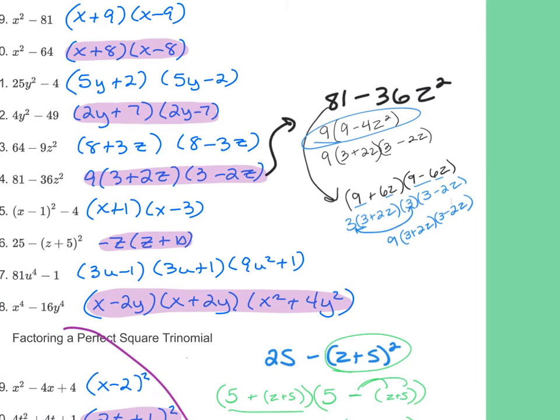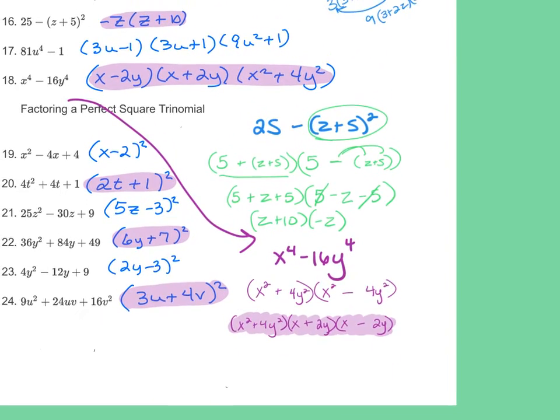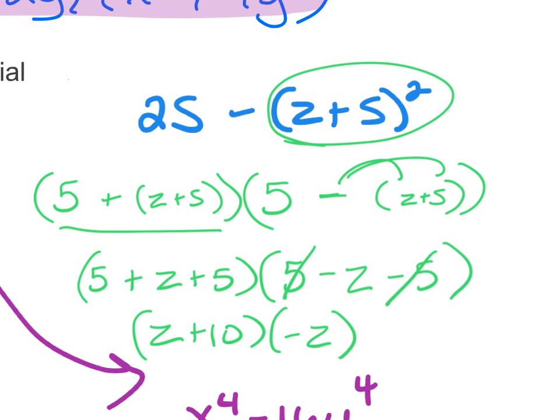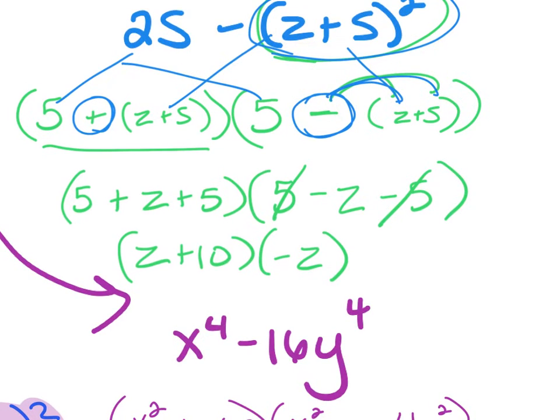For number 16, how did you get a negative z? So when I factor the 25, it's 25 and 25, right? When I factor z plus 5 squared, one's here, one's here. One gets a plus and one gets a minus, which means that minus goes to both. And then I get it here. You're welcome.